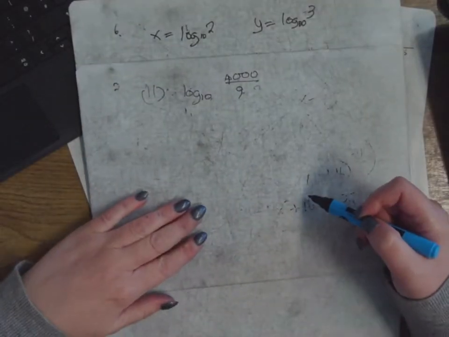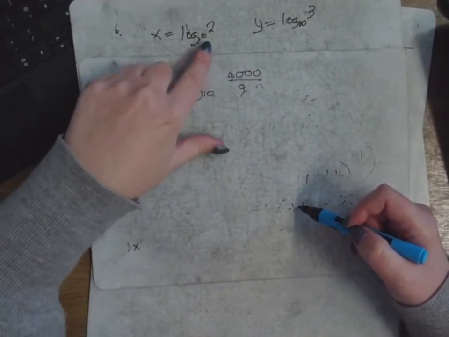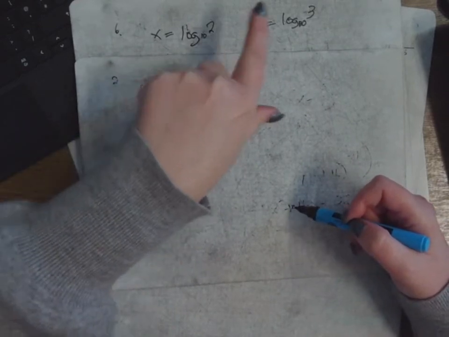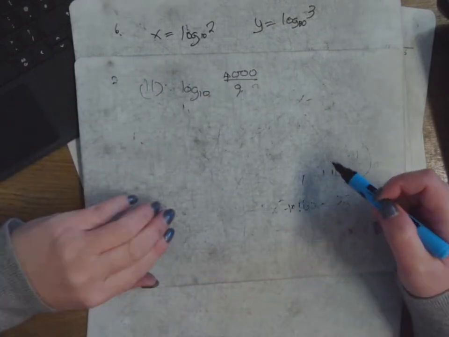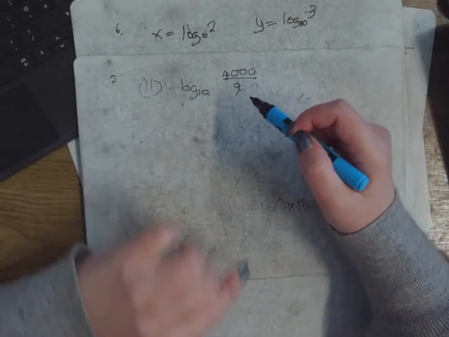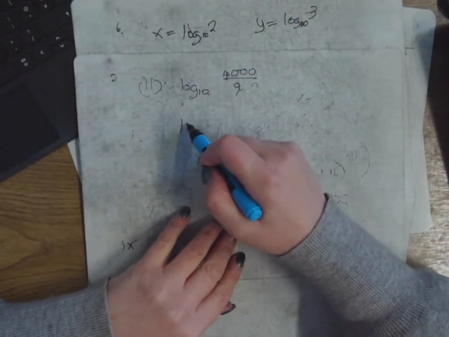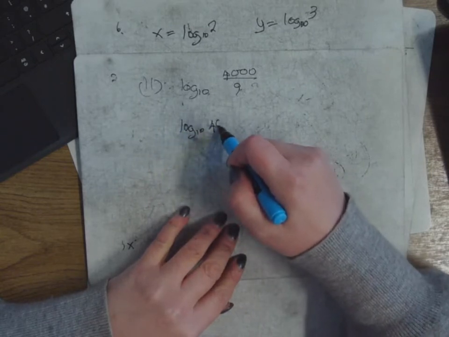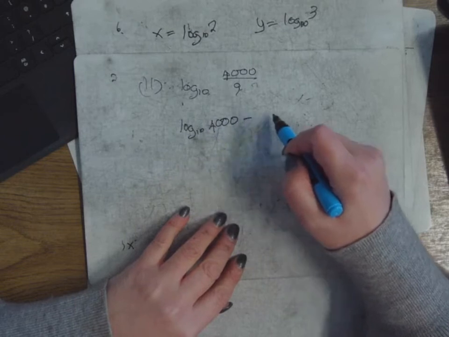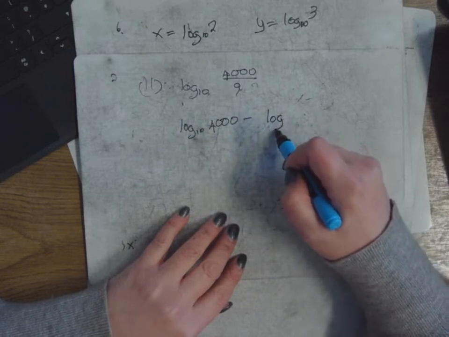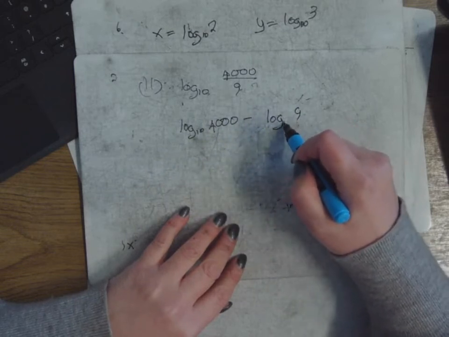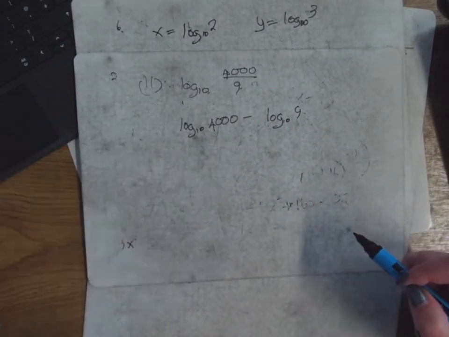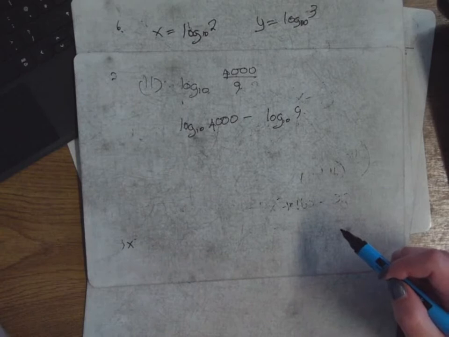Thank you. Right, so 4,000 over 9. Bearing in mind I need to write it in terms of 2s and 3s. First thing is it's a fraction, so what do I do there? Minus it. So it's log of 4,000 minus log of 9, to the base 10. Now I can't write that as the power of 2.